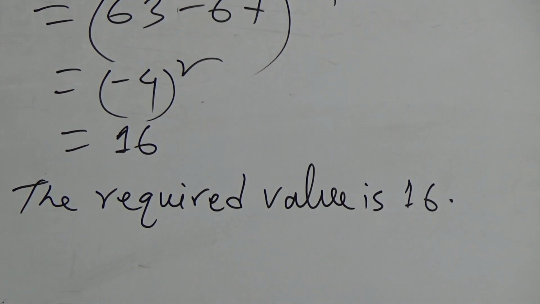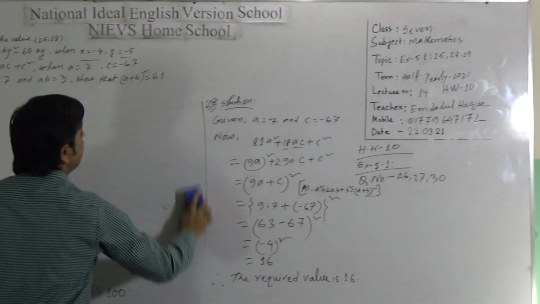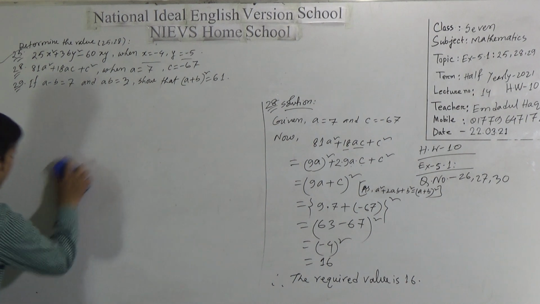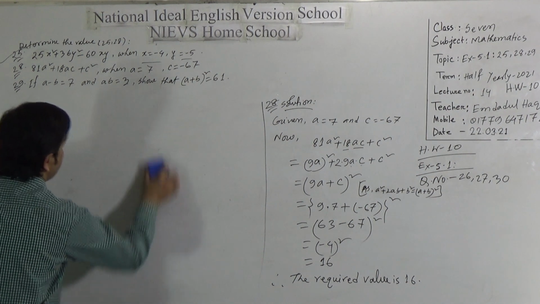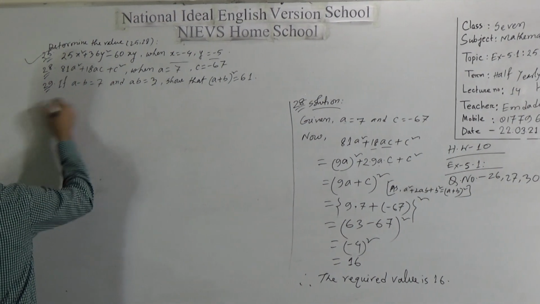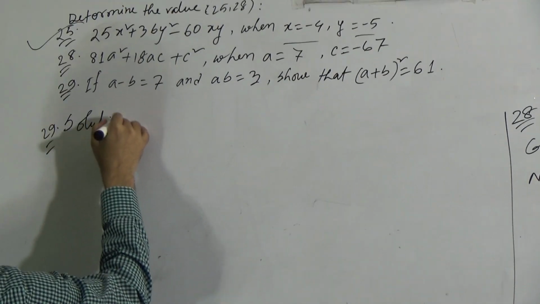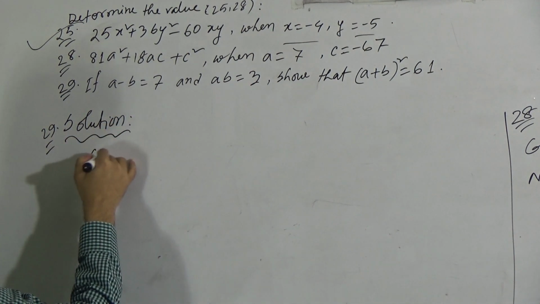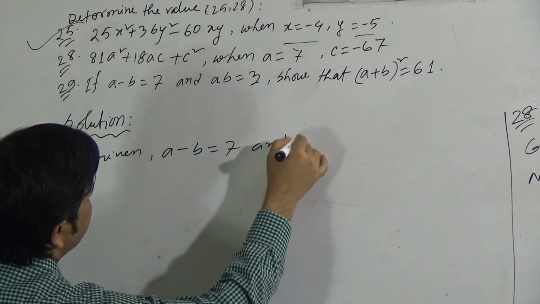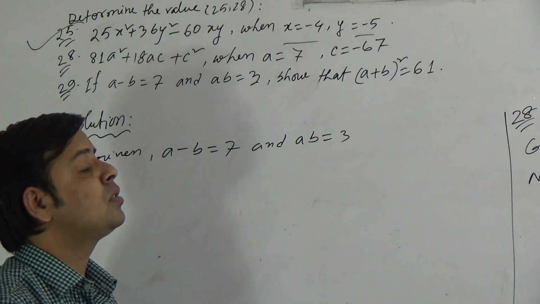What is question 29? It says: if a minus b equals 7 and ab equals 3, then show that (a plus b) whole square equals 61. We need to show (a plus b) whole square equals 61. So we can write here: 29 solution. At first I will write the given information here. Given a minus b equals 7 and ab equals 3. Now we need to determine (a plus b) whole square, which should equal 61.